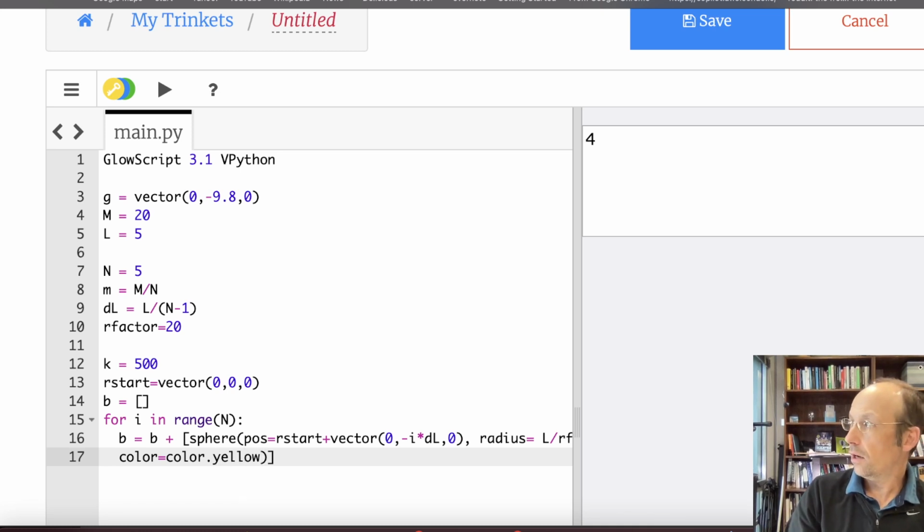Do I need anything else? The momentum. I definitely need the momentum. I need the initial momentum because I'm going to use the momentum principle to update all the things. So let's say P equals vector 0, 0, 0. And I think that's it. Let's just run this and see what happens.